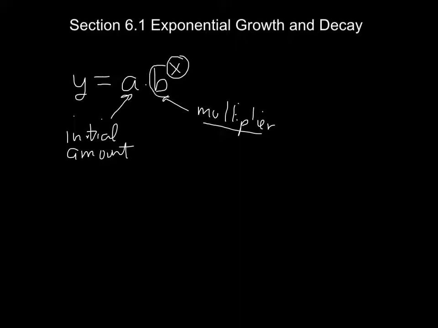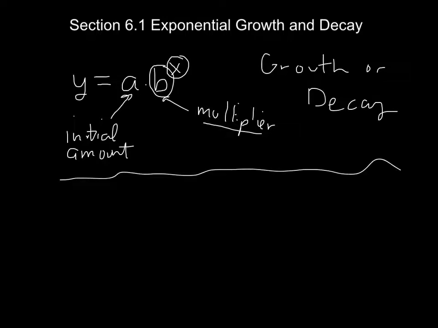And b will determine two different things. b deals with growth or decay. So how do we determine if it's growth or decay? Well, it's growth if as x gets larger, the function grows. If x gets larger and the whole overall function declines or decays, then it's decay. Here's how you can tell.